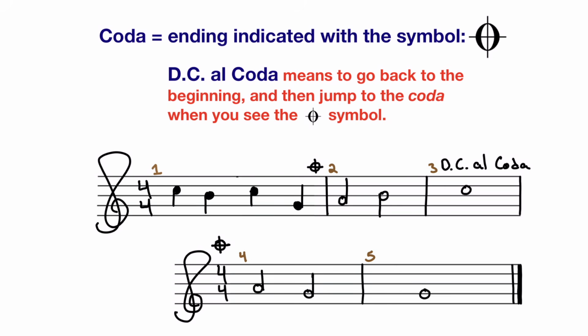We'll start at the beginning and wait for an instruction. Skipping the sign, waiting for the instruction, and back to the beginning. Now to the coda.